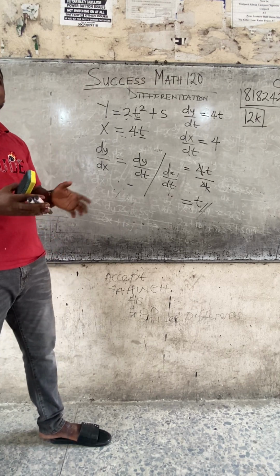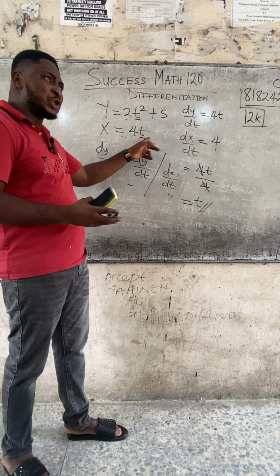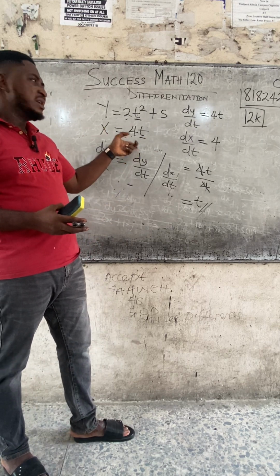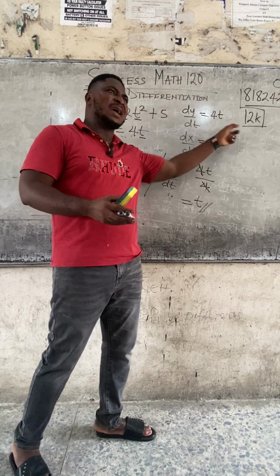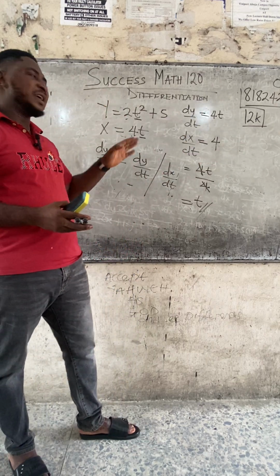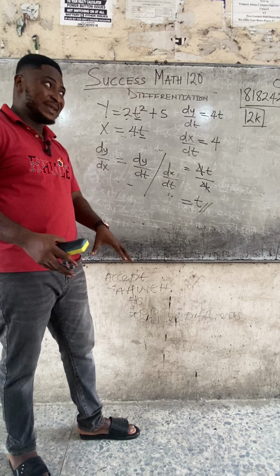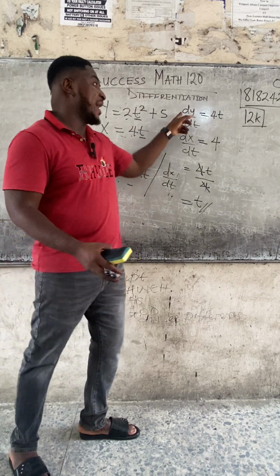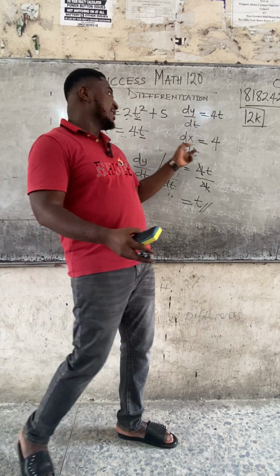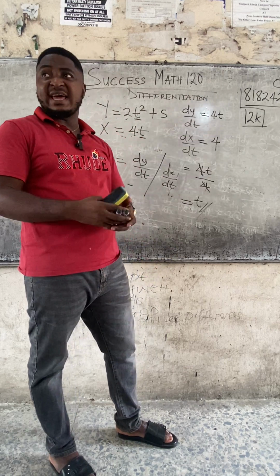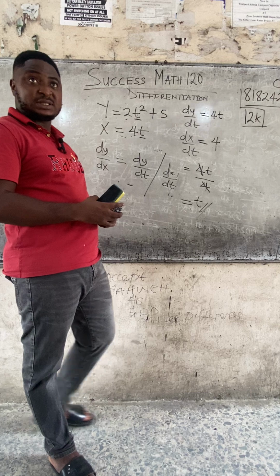So class, how do you know when to apply this kind of question? When you see that they give you two different functions, y on one side, x on the other. Differentiate y with respect to t, you have dy/dt. Funny enough, the common variable is always t. I'll give you something like this from your past questions so you can confirm. y to t is dy/dt, x to t is dx/dt. Now you divide dy/dt by dx/dt.